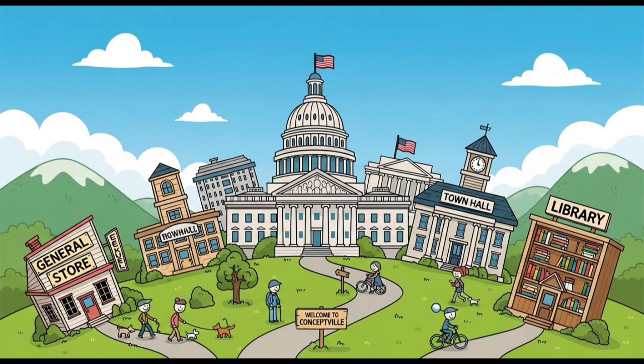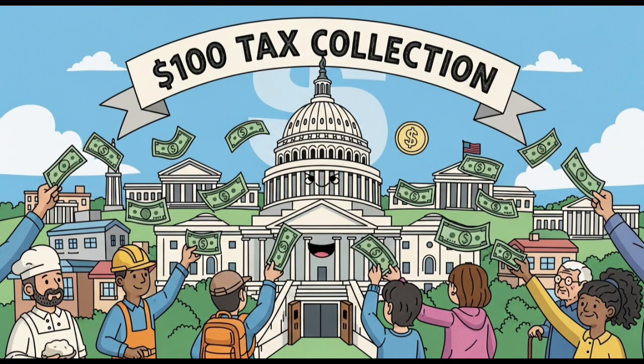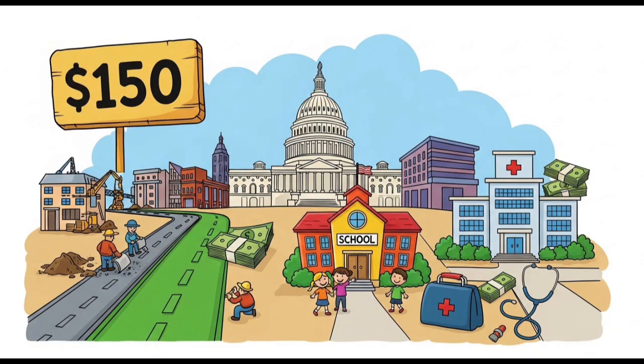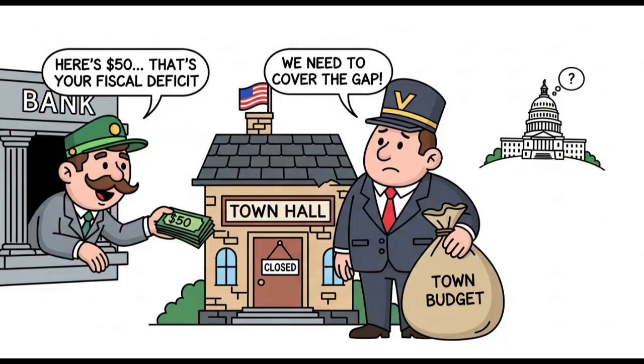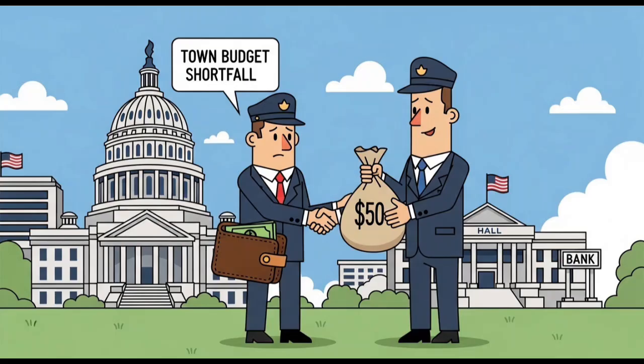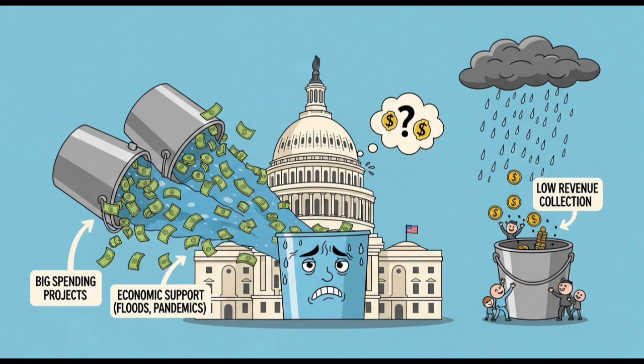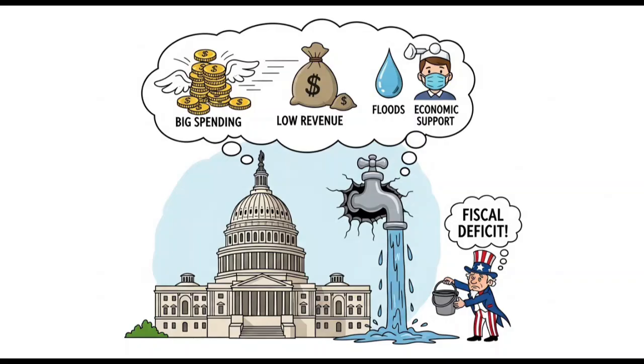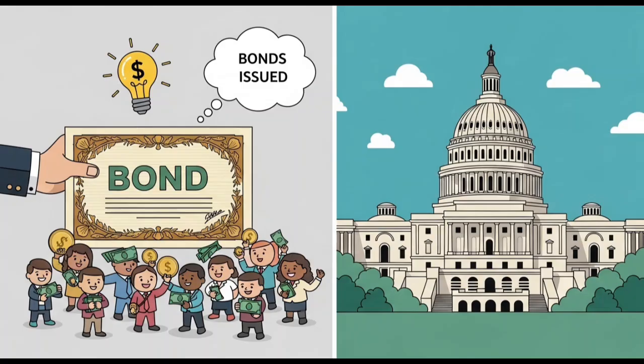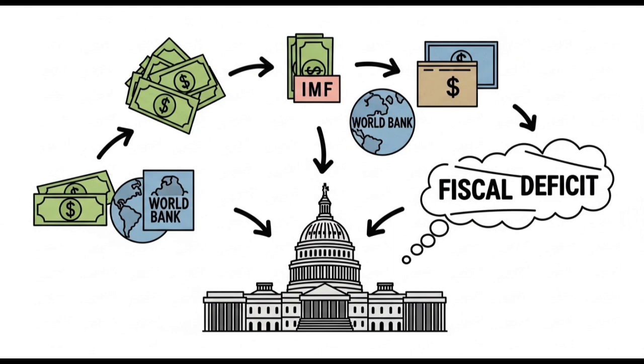Let's understand this concept with the help of a small town. The town collects $100 from everyone as taxes. The town spends $150 to build roads, schools, and hospitals. The town doesn't have enough money to pay for everything. It borrows $50 from the bank to cover the gap. That $50 is the fiscal deficit. Big spending projects, low revenue collection, and economic support like floods or pandemics, etc., are the major causes of fiscal deficit. The government issues bonds and gets loans from the IMF and the World Bank to cover the fiscal deficit.